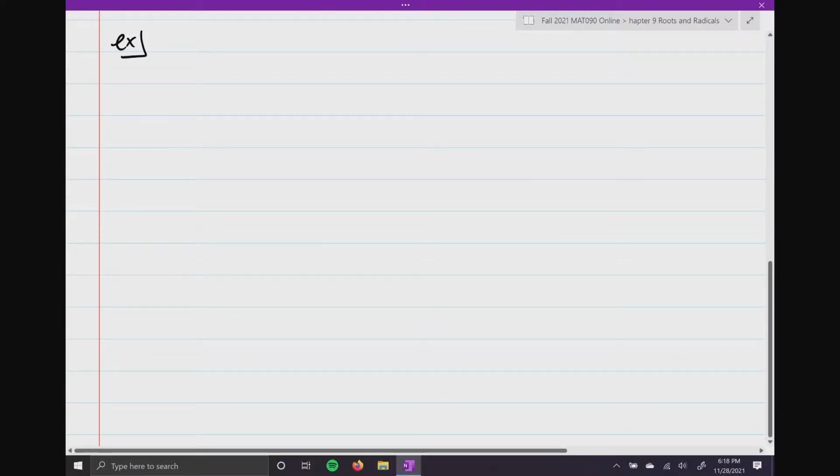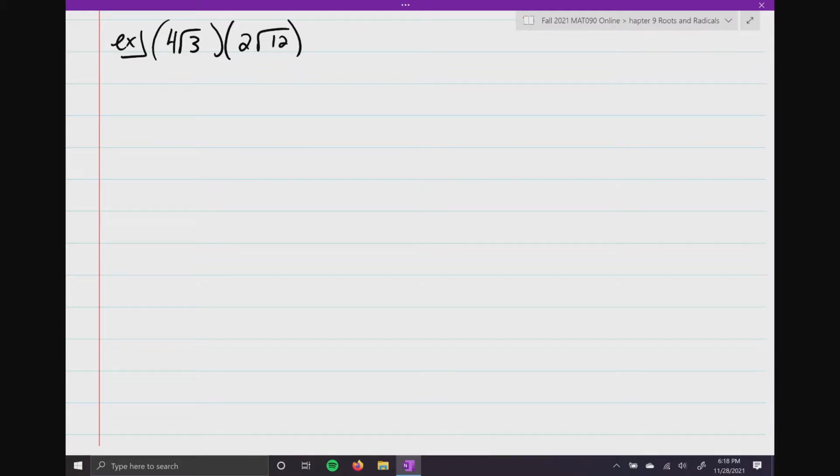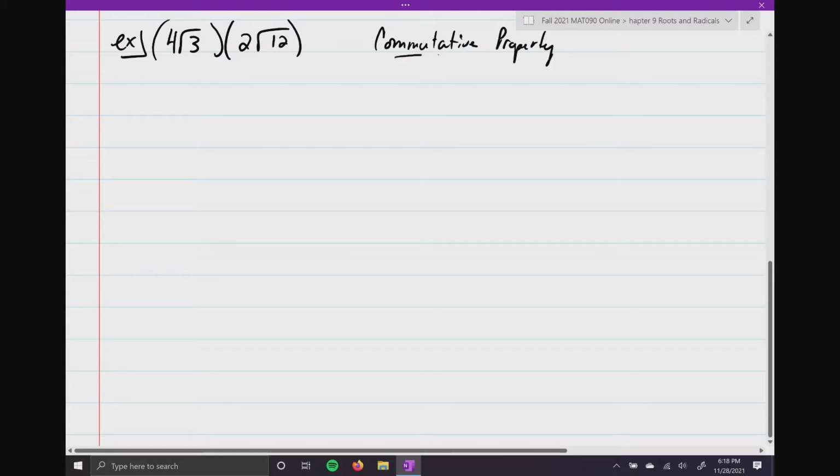So let's do 4 times the square root of 3 multiplied by 2 times the square root of 12. Now, there are a lot of different ways that you can do this, okay? Personally, find one way that you kind of like and stick with it. So, remember the commutative property. If you forgot about it, the commutative property just says this. If you're multiplying, the order doesn't matter, okay? For example, 2 times 5 is the same exact thing as 5 times 2.